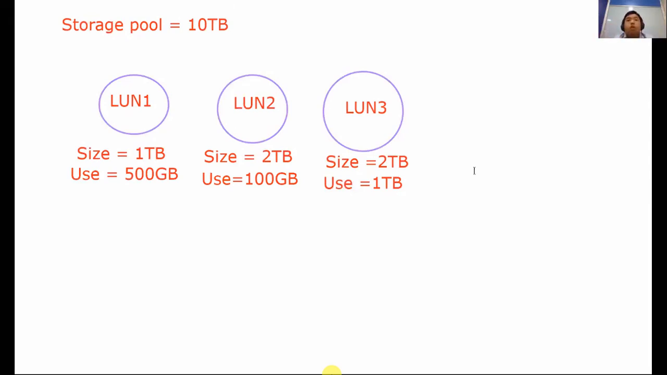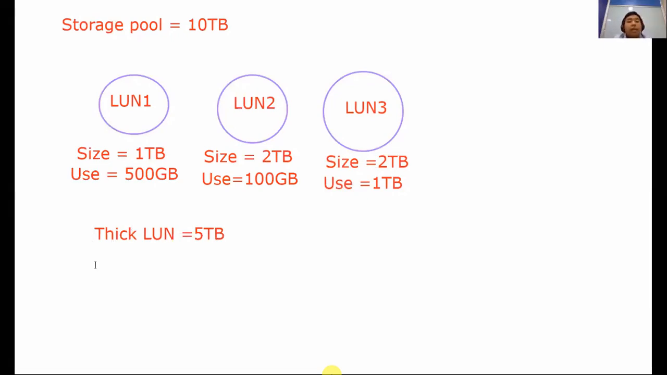Okay? So if you are using a thick LUN, so basically, out of the 10 terabyte, you need to minus out basically all the size you already reserved. So you need to minus out 5 terabyte. Okay, so if you are using thick LUN, the storage pool will reserve 5 terabyte for you, because this is basically the total size of each and every one of the LUN here. Okay, so from 10 terabyte, I will reserve 5 terabyte for you. Okay, this is for thick LUN.